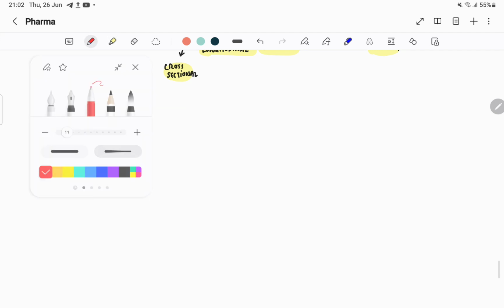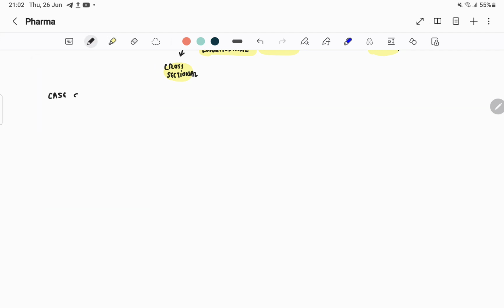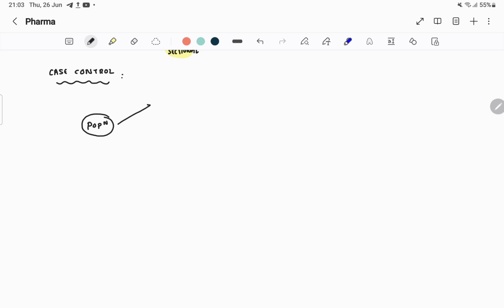Let's start with the case control study. What is the basic design of a case control study? Let me first make it, then we'll go to the text. In a case control study, we define a population. From this population, we take people with disease and people without disease. People with disease, we call them cases. People without disease, we call them controls.